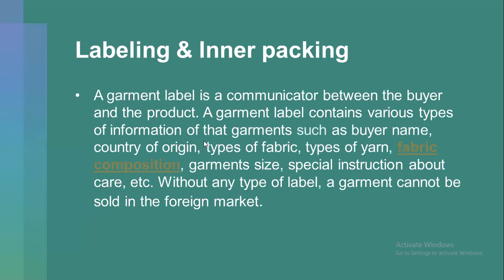So next is labeling and inner packing. Labeling is the main communicator between the buyer and the product. In a garment, the label contains various types of information such as buyer name, that is brand name, manufacturing country, types of fabric, what type of composition they used, what type of yarn they used for manufacturing, the garment size, and special instructions related to the care label, care instructions. These are all the main labeling.